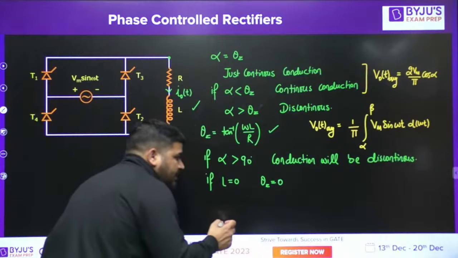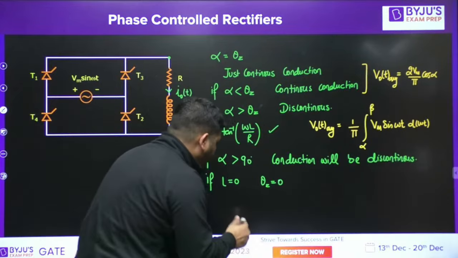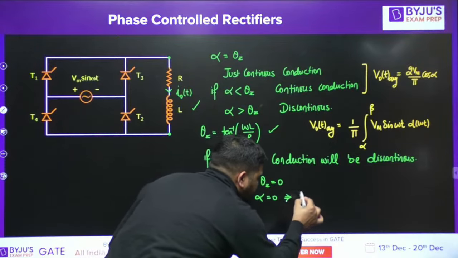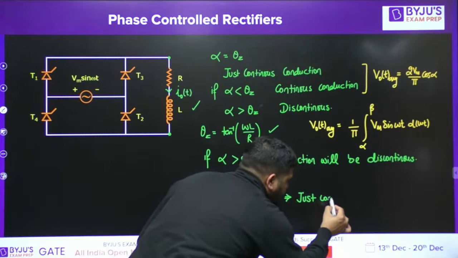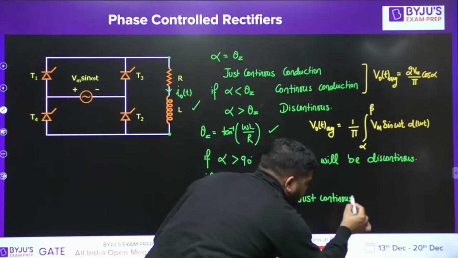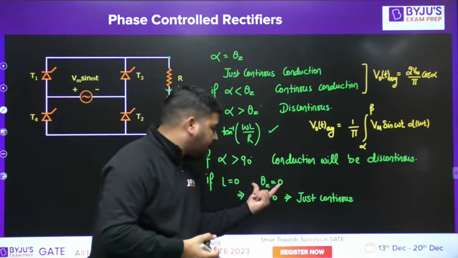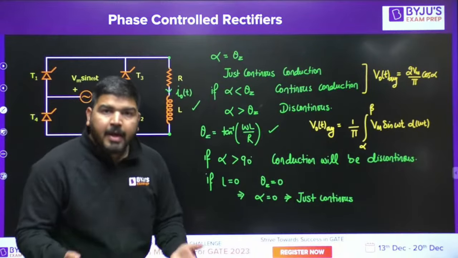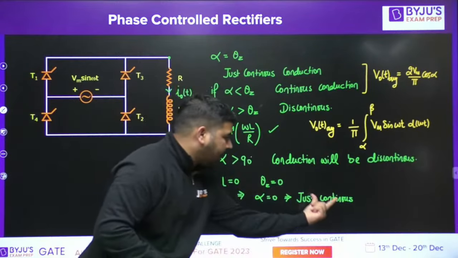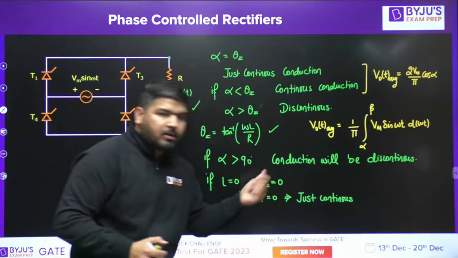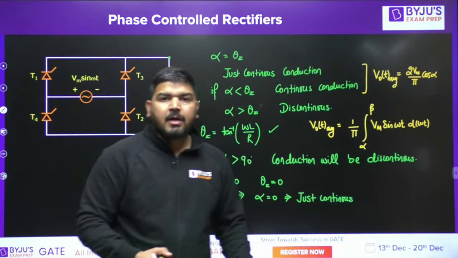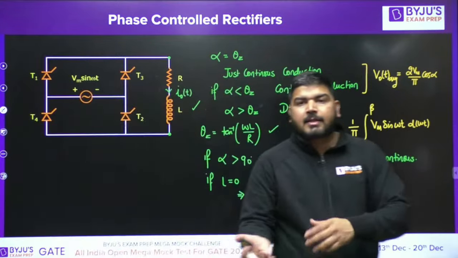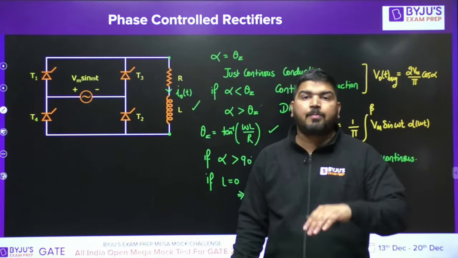If L is 0, then theta z will be equal to 0, and I can say that alpha 0 represents just continuous conduction in R load. If L is 0, it means the load is purely resistive. In purely resistive load, theta z is 0. It means if alpha is 0, then the conduction is just continuous. If alpha is greater than 0, then the conduction will be discontinuous, and alpha cannot be less than 0. So in pure R load, either just continuous conduction is there or discontinuous conduction is there.